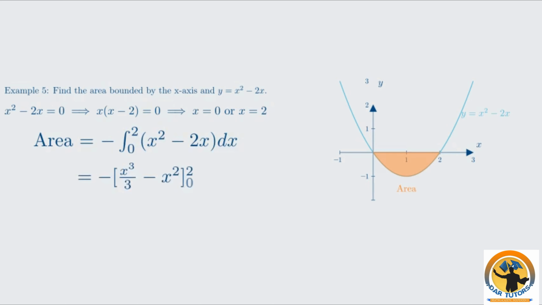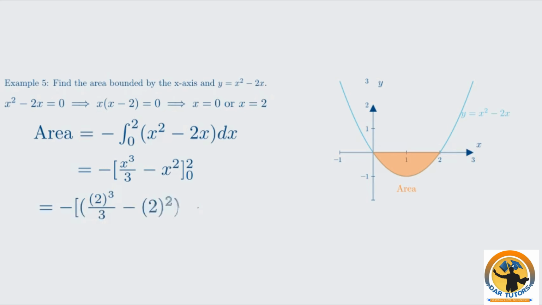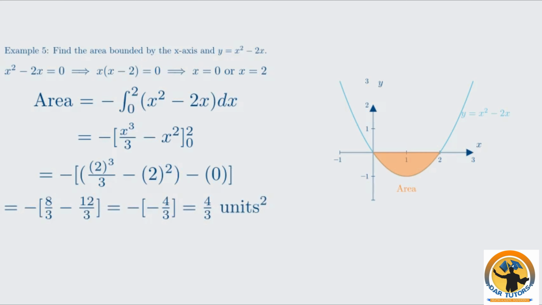The antiderivative is x cubed over 3 minus x squared. We evaluate this from 0 to 2. Substituting the limits, we get negative the quantity 8 over 3 minus 4 minus 0. This simplifies to negative the quantity -4 over 3, which gives a positive area of 4 over 3 square units.